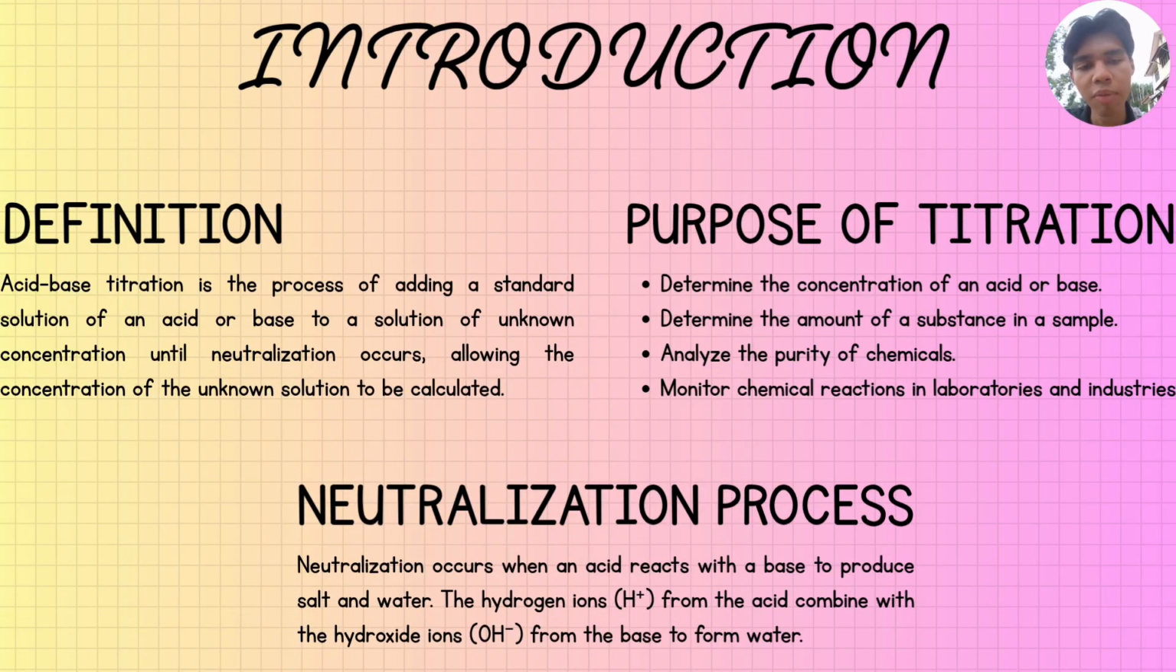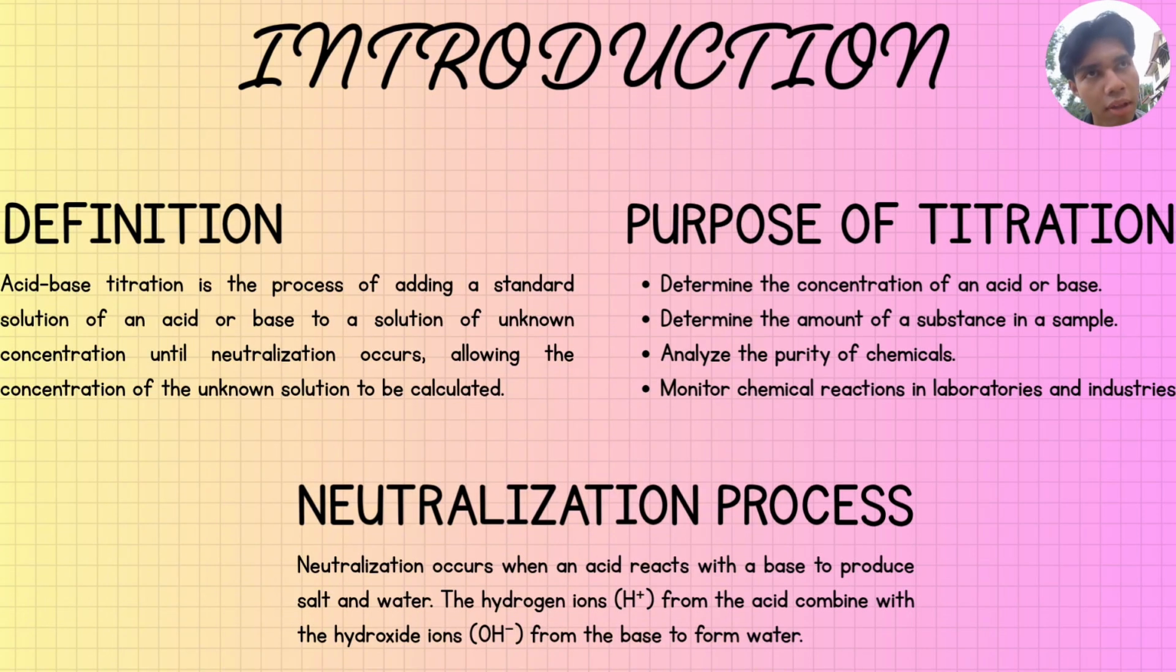There are a few purposes of acid-base titration. Why does acid-base titration happen? The first is to determine the concentration of an acid or base, then to determine the amount of a substance in the sample, analyze the purity of the chemical, and lastly to monitor chemical reactions in laboratories and industries.